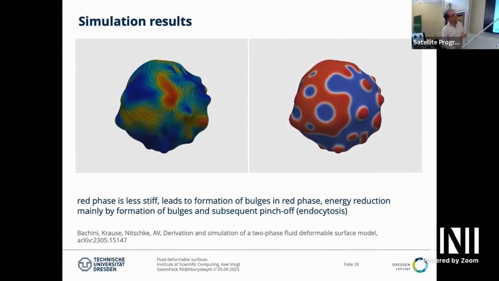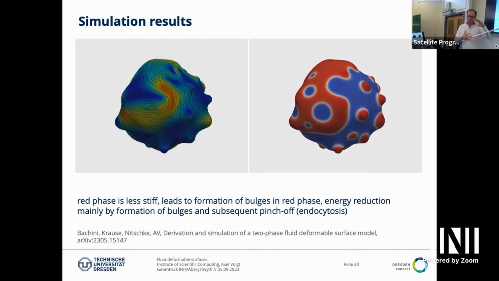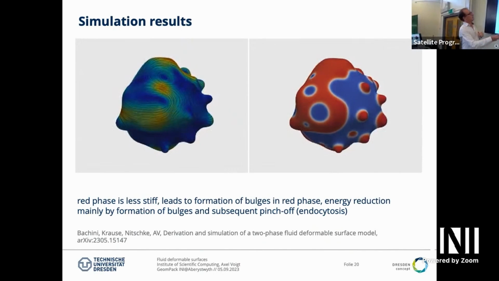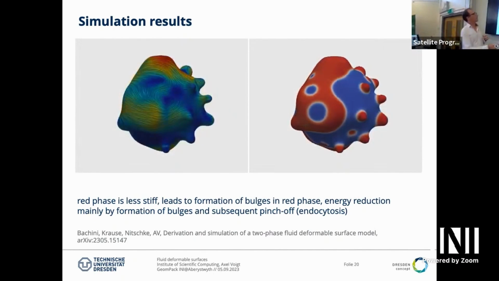Now what happens depends strongly on the parameters. The surface can evolve, but the interface also wants to reduce, and that can be done by forming these bulbs and reducing the interface this way. At some point that will lead to some pinch-off. Our numerical method is not able to handle this, so we stop the simulation before that happens. So this is one mechanism which can happen.